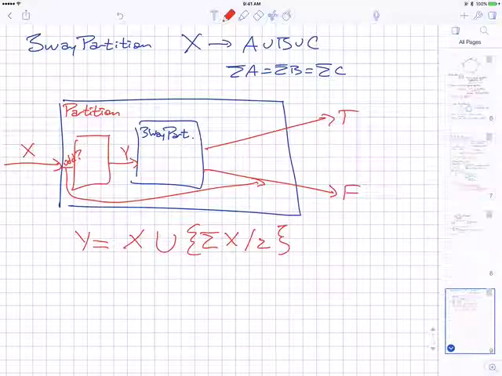No, 2X means double every element of X. Multiply every element of X by 2, not duplicate every element of X.